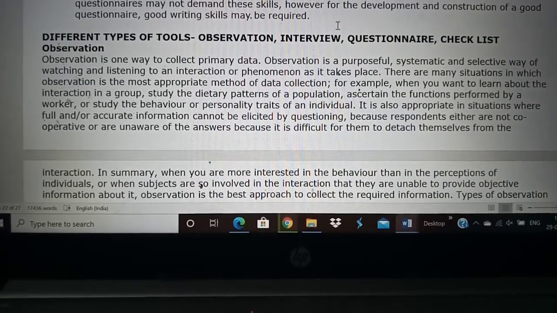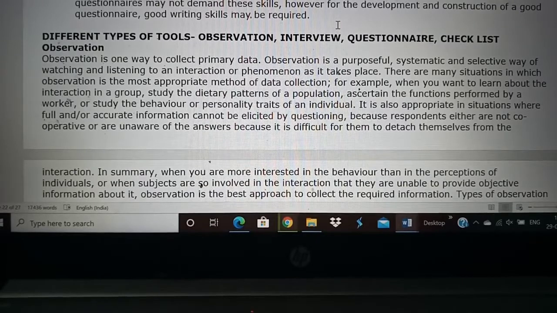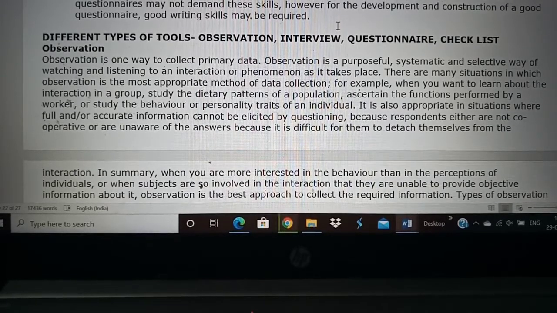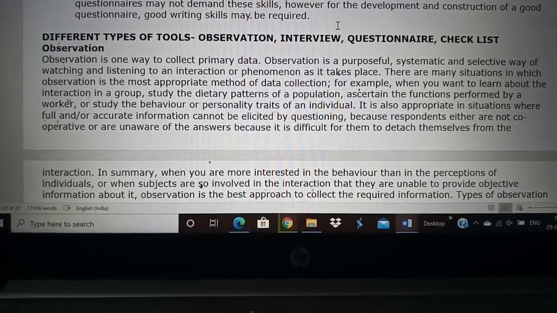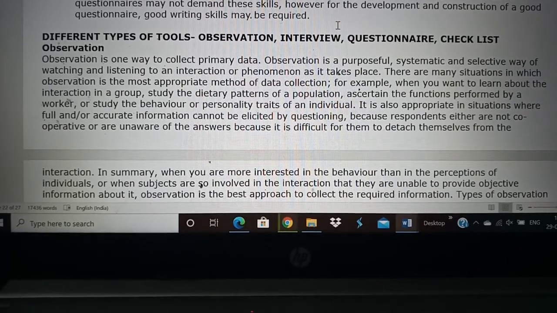So observation is one of the common ways in which we collect primary data. You understand what primary data is? When a researcher collects the data directly from the subjects. Okay, so observation is purposeful, systematic, and it can be done by watching and listening to an interaction.